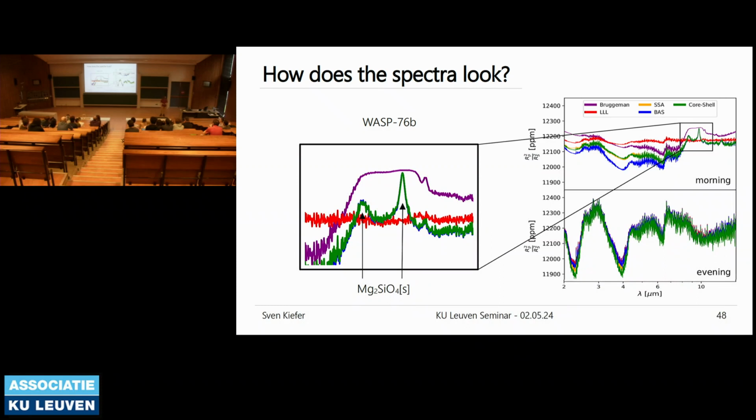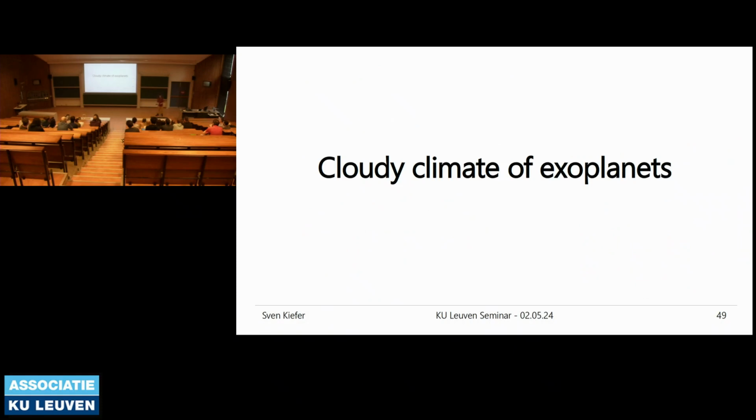Good. But with that, I already told you what I want to tell you about optical properties and how complex they can get and how they can impact our observations. Now, for the last third of this talk, I want to talk about the cloudy climate of exoplanets.